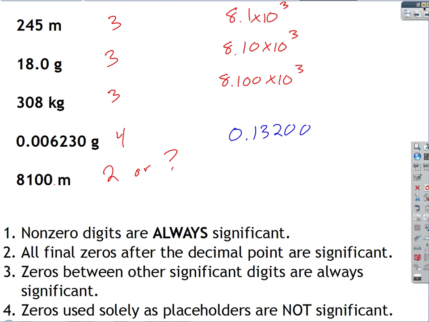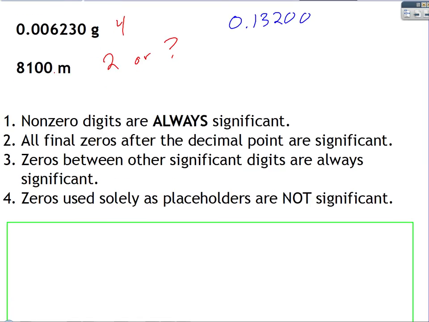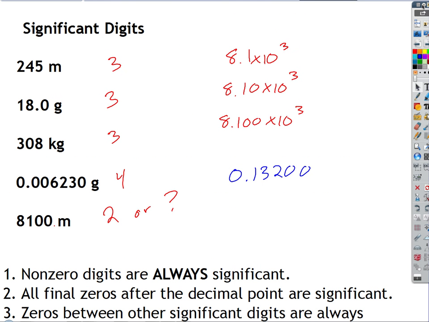And so we got that. Zeros between other significant digits are obviously significant, right? If I've got a 0 that's pinched between a 3 and a 7 or something, then we know that's significant. Zeros used solely as placeholders are not significant, okay? So you got that stuff, I'm sure.